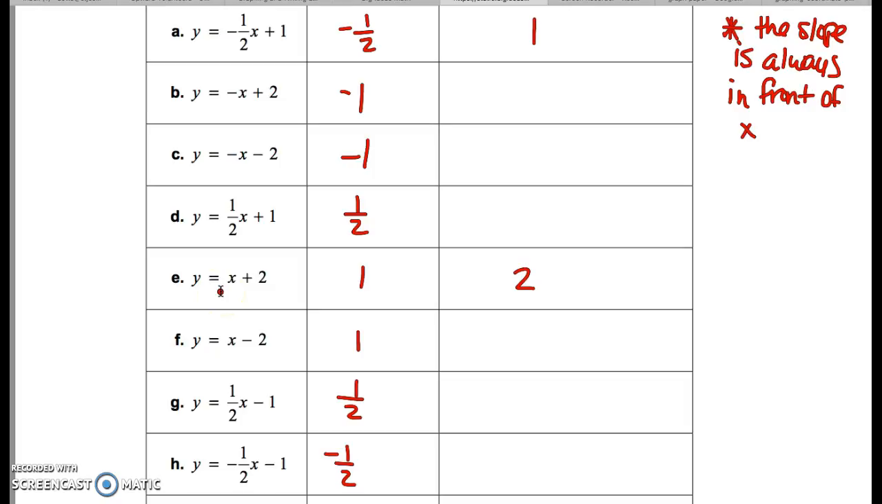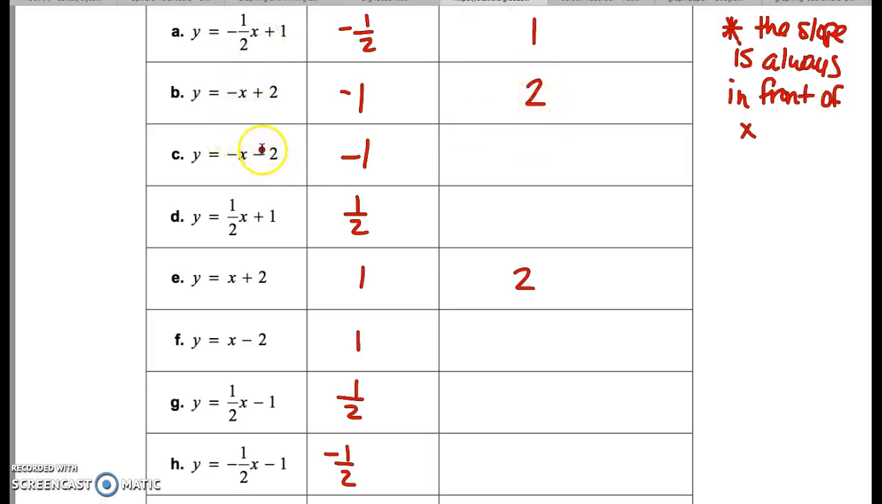Okay, now let's look at the other number, where it crosses the y-axis. So A crossed at 1, E crossed at 2. What do you notice with their equations? Well, you should notice that it's that other number that's tacked on to your equation. So part B, what's the other number that's tacked on? It's a +2. So it's going to cross your y-axis up at 2.